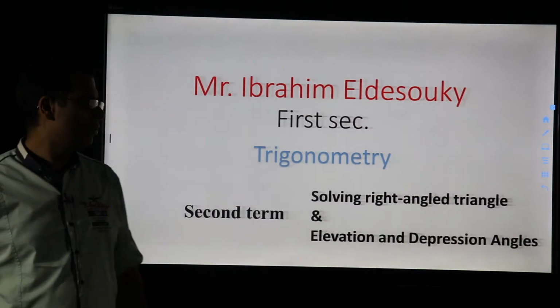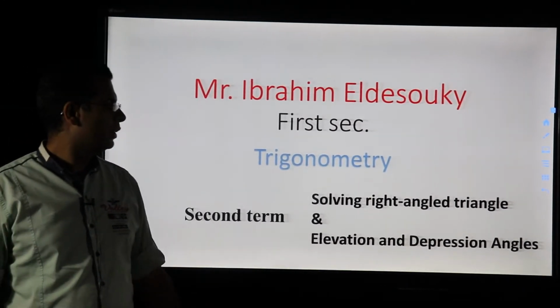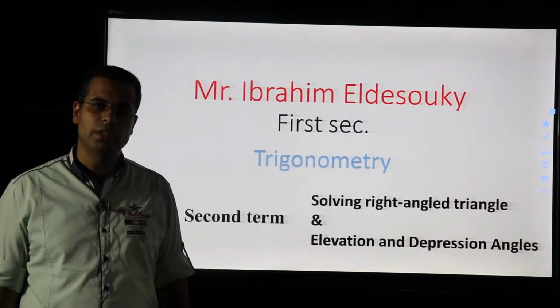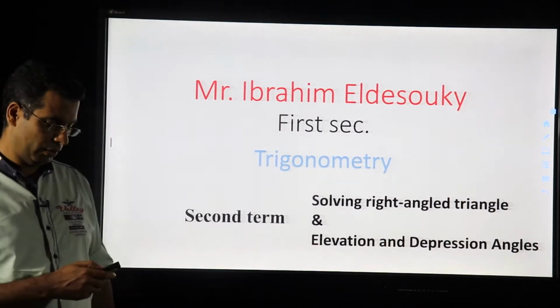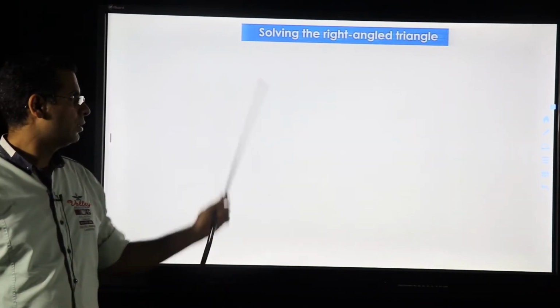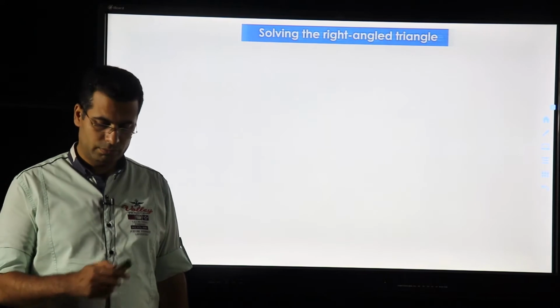We have two lessons. First one, solving right angle triangle. The second one is elevation and depression angles. Okay. The first is solving the right angle triangle.